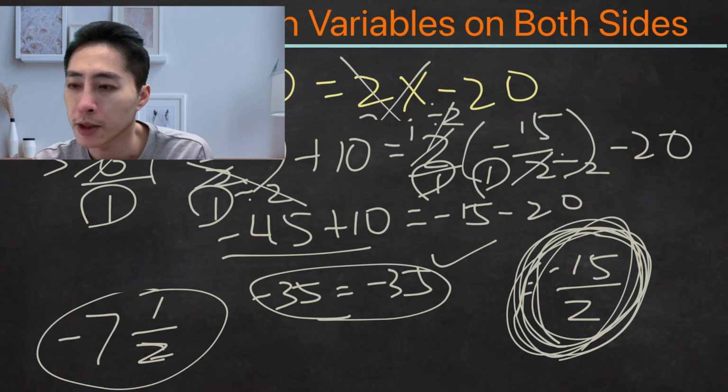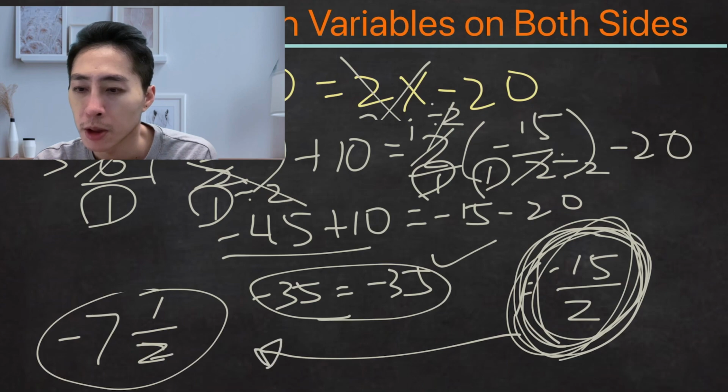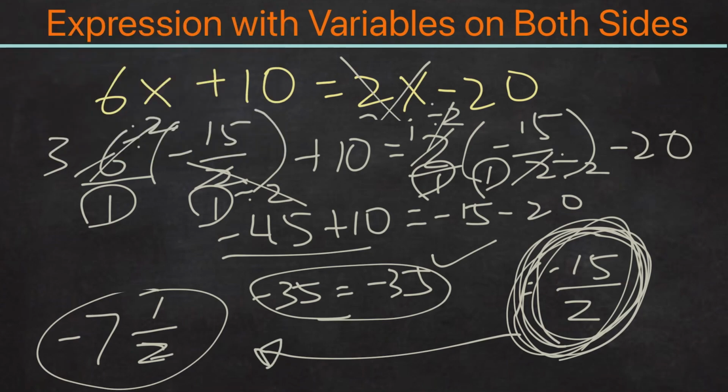So for this one, you could write the answer as negative 15 over 2 or negative 7 and 1/2. And hopefully this is the answer that you've gotten. If so, great job. You mastered this lesson. If not, you can go back and check where you made a mistake and try it again later.